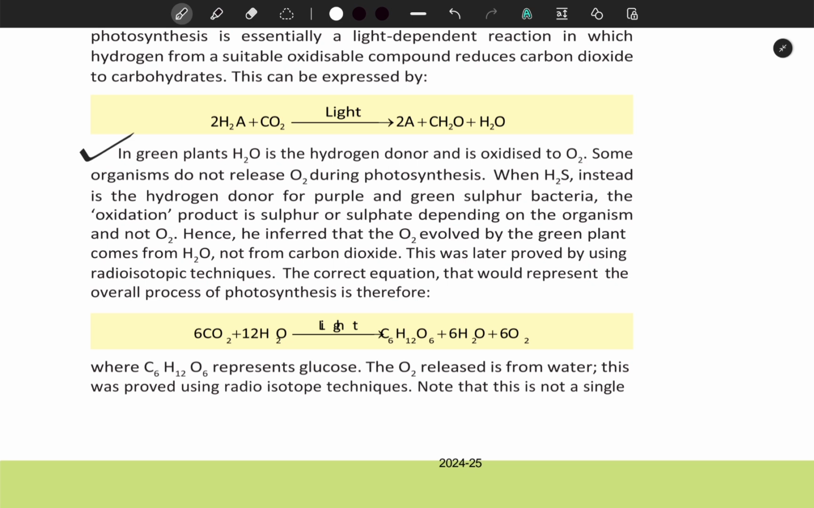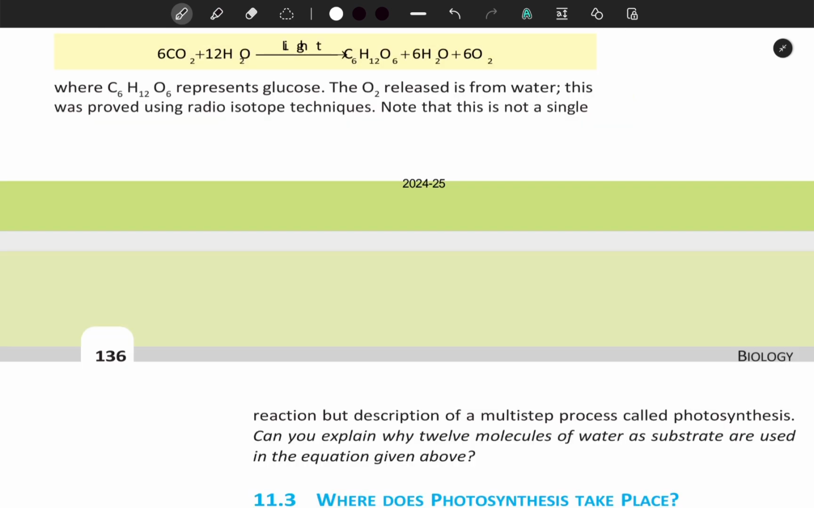The correct equation that would represent the overall process of photosynthesis is therefore 6CO2 plus 12H2O, in the presence of light, forms C6H12O6 plus 6H2O plus 6O2, where C6H12O6 represents glucose. The O2 released comes from water. This was proved using radioisotope techniques. Note that this is not a single reaction but a description of a multi-step process called photosynthesis. Can you explain why 12 molecules of water as substrate are used in the equation given above?